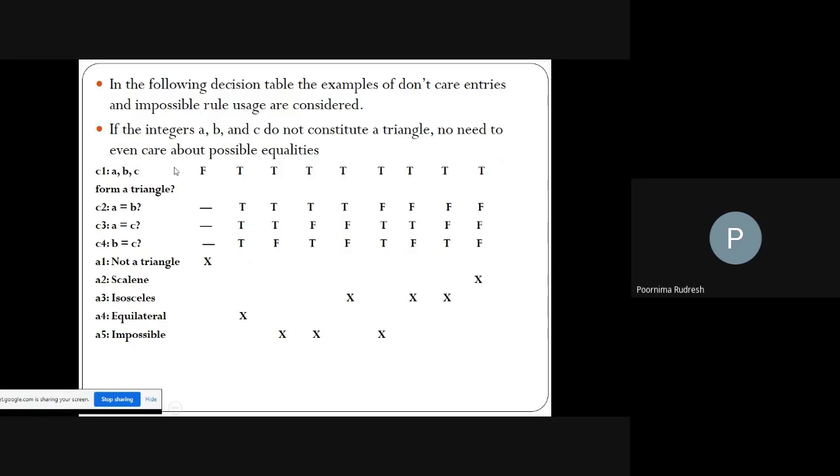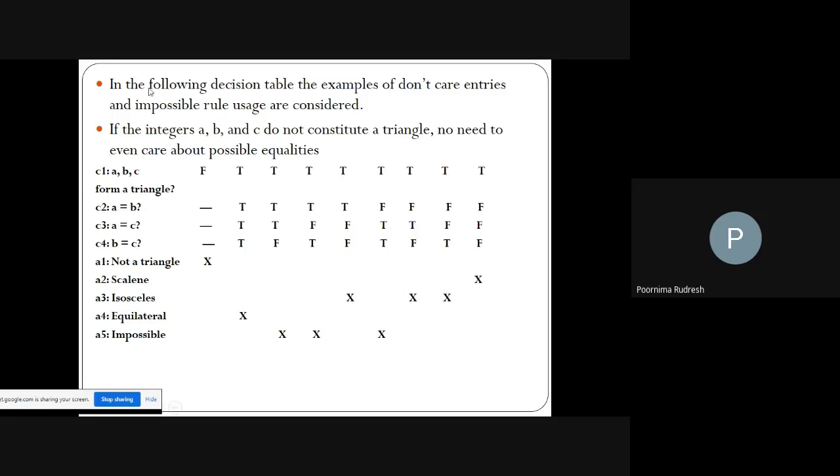C is ABC, means by using ABC we can form a triangle. So T indicates that yes, it is true, means we can form the triangle by using the sides ABC. Then once the triangle is formed, we need to know what type of triangle it is, whether it is an equilateral triangle, scalene triangle or isosceles triangle. You know the conditions for equilateral, scalene and isosceles triangle, right?